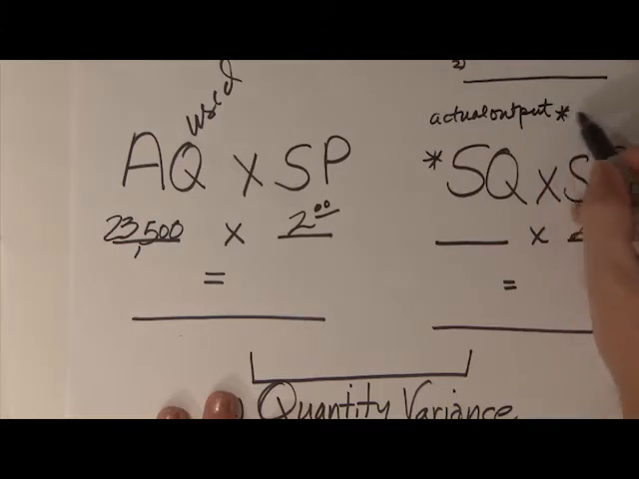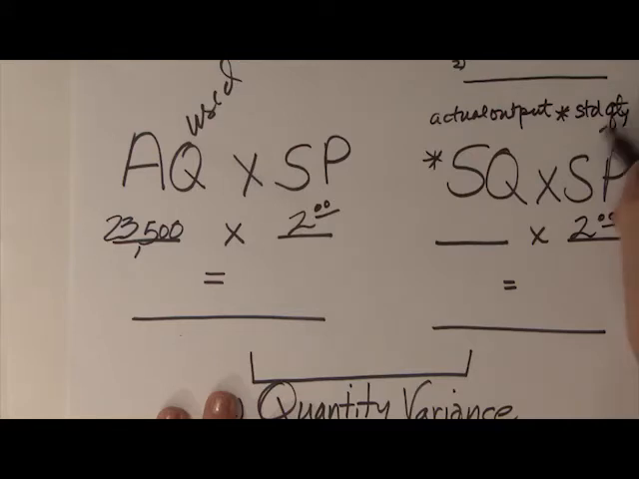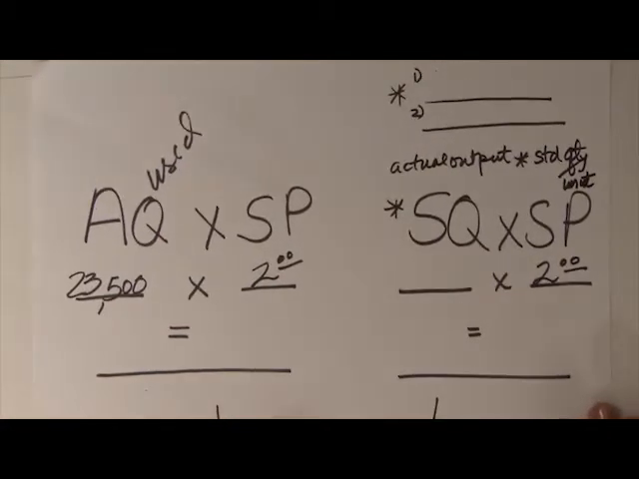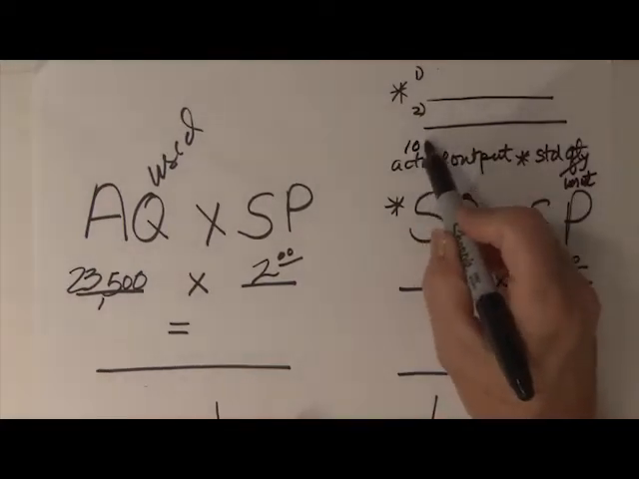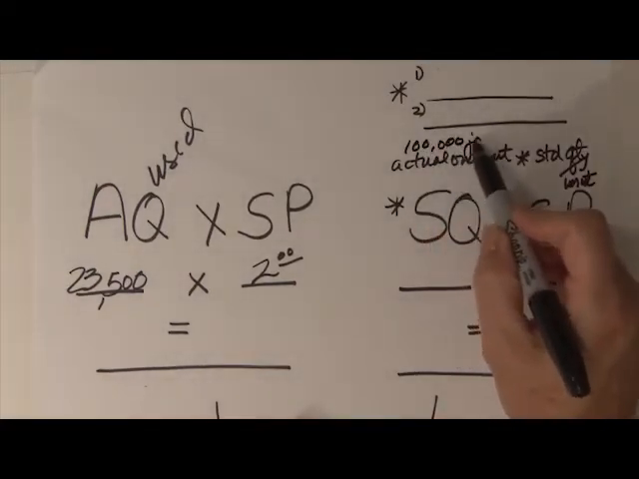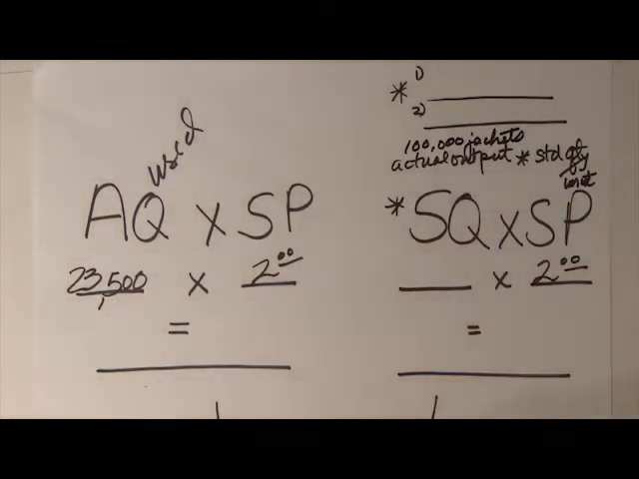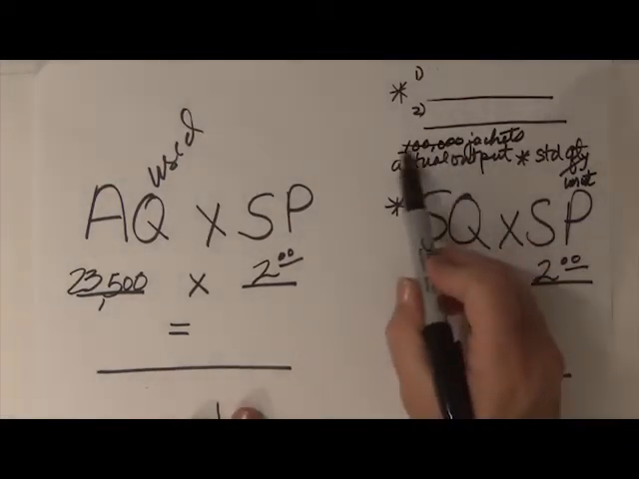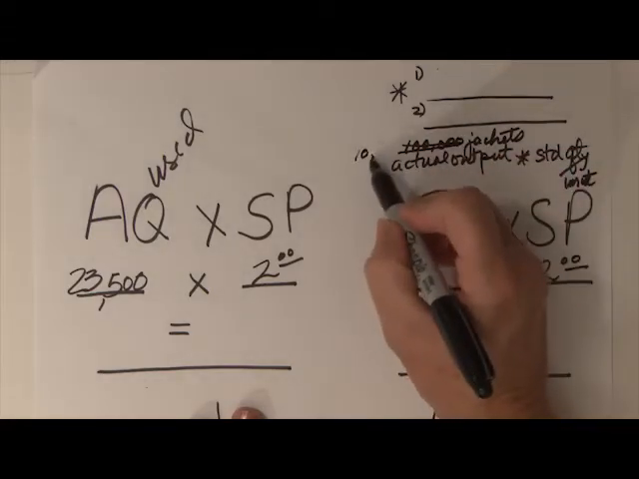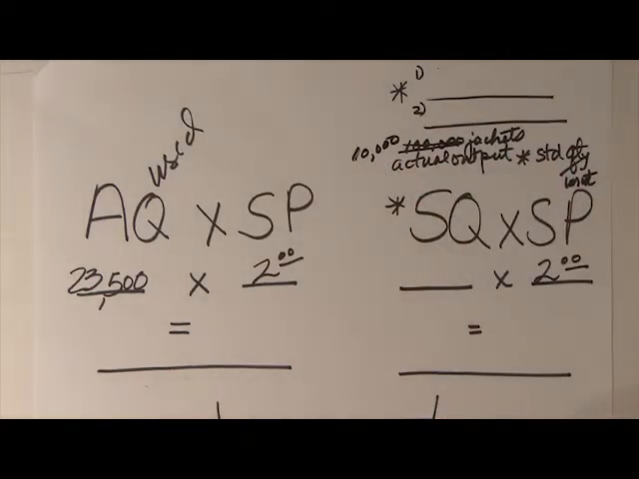times the standard quantity per unit. Actual output times standard quantity per unit. In this particular case, we were making 100,000 jackets. This was our actual production. And each of these jackets was to use 2 yards of material. Let me correct this just for a minute. This is not 100,000, but this is 10,000 jackets, and each one is to use 2 yards of material.